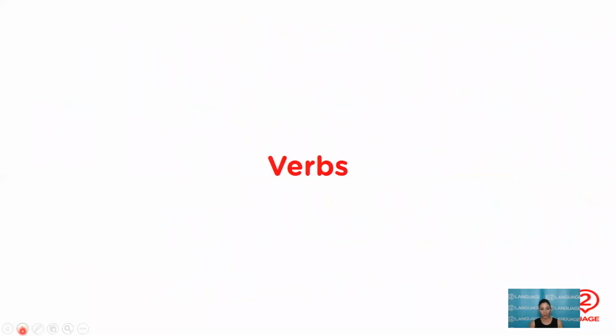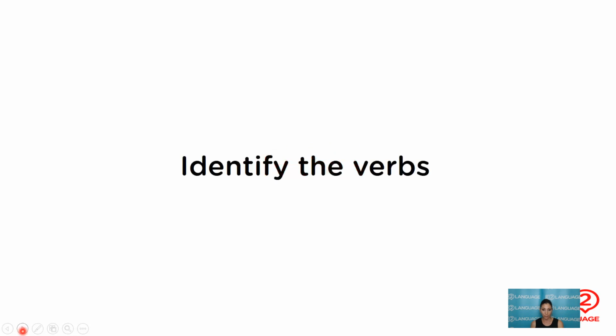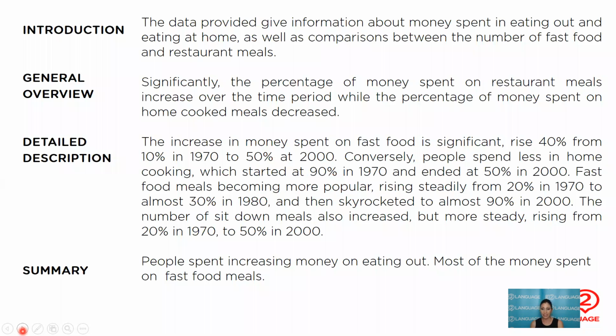Okay, next common mistake is verbs. So we're slowly making this writing task better. We've corrected the noun mistakes, we've corrected the article mistakes, and we've corrected the preposition mistakes. Now we want to correct the verb mistakes. So, firstly, identify the verbs.